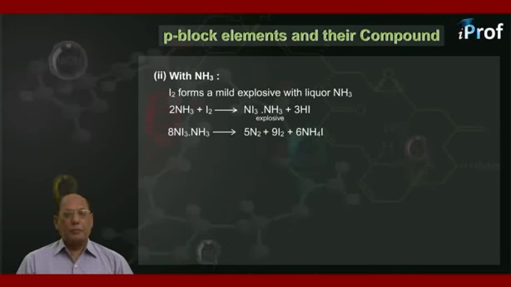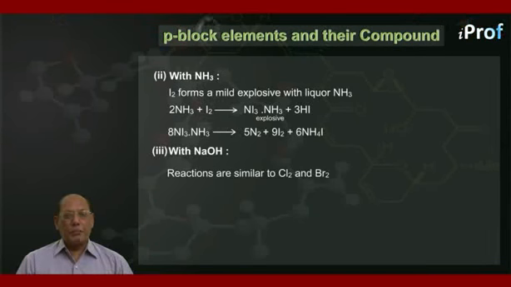Second, reaction with ammonia. Iodine forms a mild explosive with liquor ammonia, that is 2NH3 plus I2. We get NI3.NH3. This is an explosive substance plus 3HI. Then 8NI3.NH3 decompose to give 5N2 plus 9I2 plus 6NH4I.